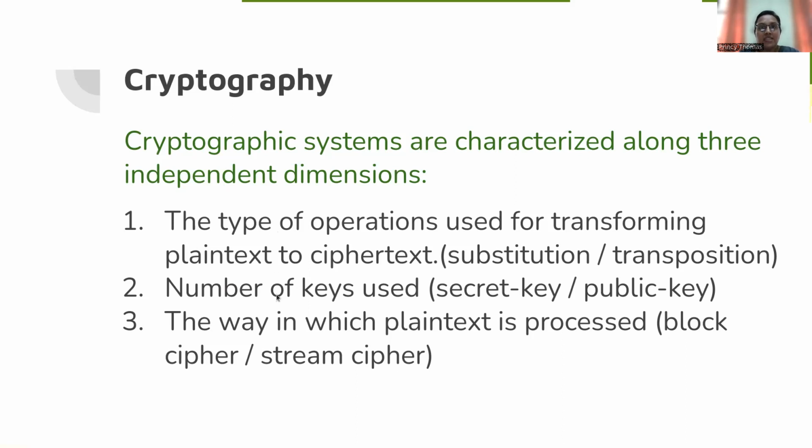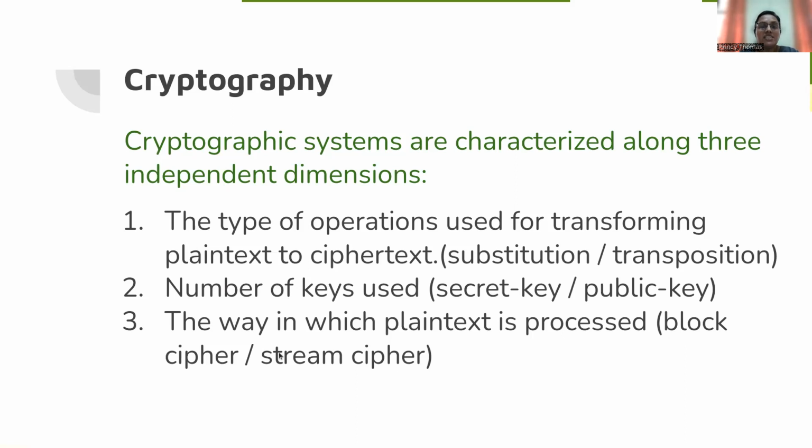അടുത്തത് is the number of keys. So ഒന്നെങ്കിൽ we have symmetric key or we have asymmetric key, അല്ലെങ്കിൽ a single key which is secret key, or two keys which is public key crypto system. Okay, so number of keys base ചെയ്ത് another characteristic of the system നമുക്ക് പറയാൻ പറ്റും.